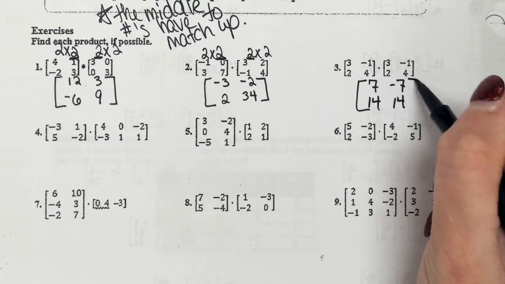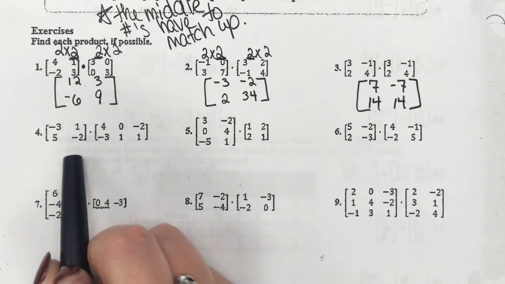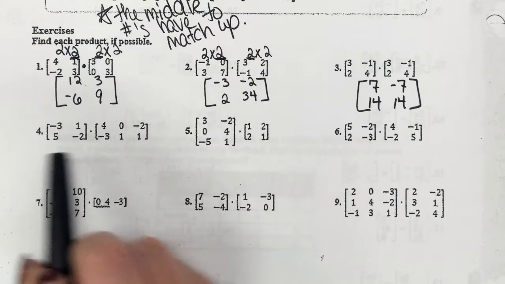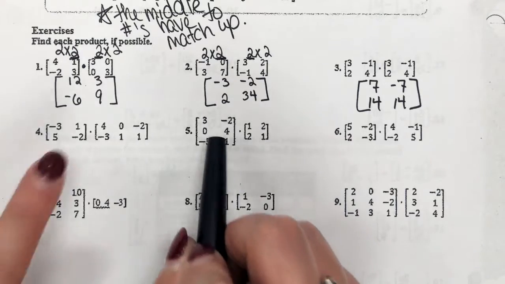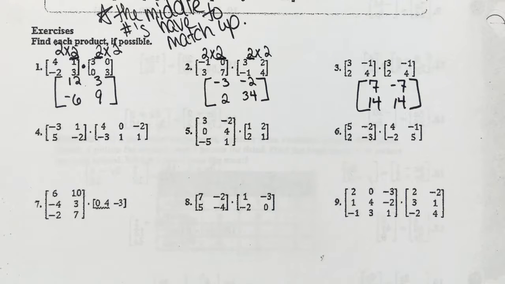Y'all get that? 7, negative 7, 15, 14. Y'all okay? All right, so we're going to do 4 and we're going to do 5. First thing you have to do, you can't just plug it straight in your calculator. What do you have to do first? You got to check the dimensions, okay? So y'all try 4 and 5. Make sure they match up first, okay? Check the dimensions.